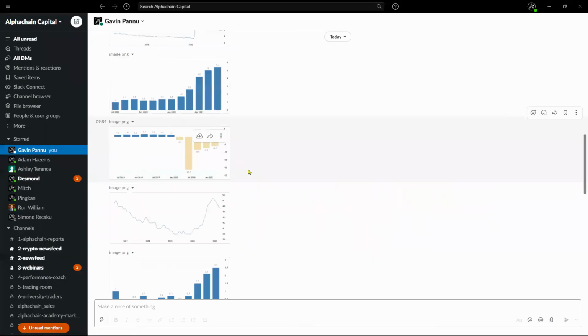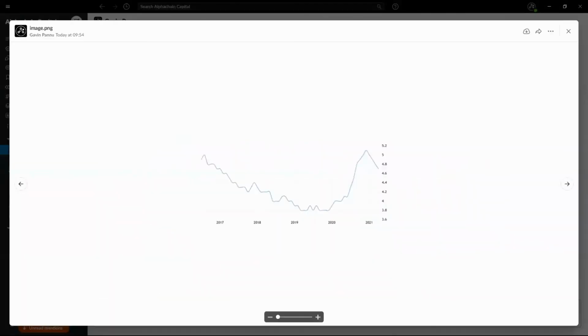Let me just close this and bring up the employment figures. So this is your unemployment rate in the UK. We've seen the fall from the 2017 region, coming back to lows close to 3.8%. That's the floor that we can see over here.